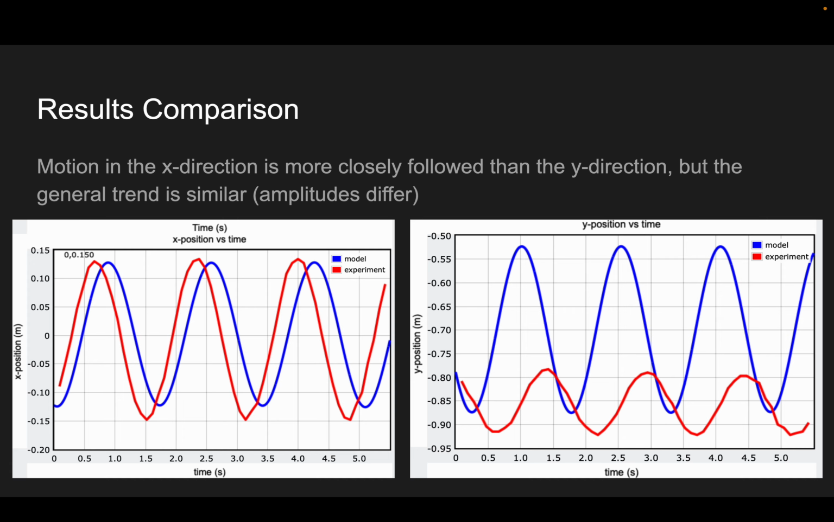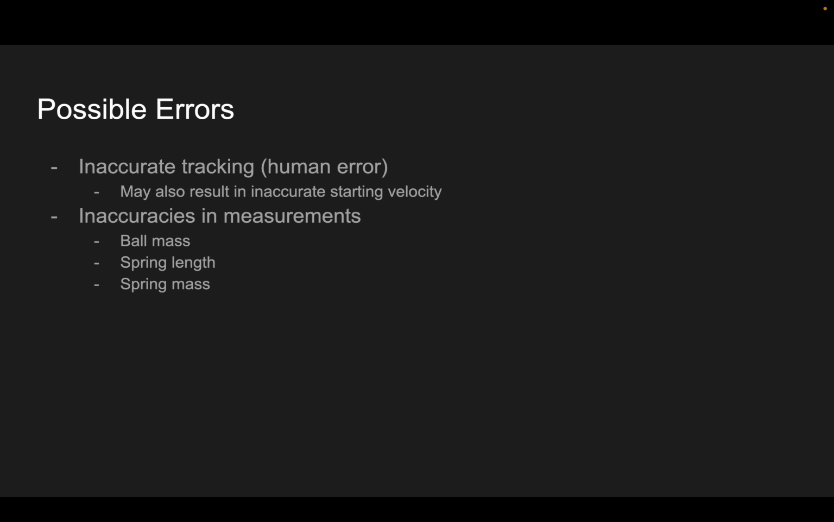In the y direction, the amplitude for the experimental data is smaller than the amplitude for the model data. This may be due to some error in the tracker, or maybe the constant values, maybe k should be less stiff. Maybe the velocity was not in the negative direction enough, and that's where I get to here. Maybe this is inaccurate tracking, which results in inaccurate starting velocity. Maybe there are inaccuracies in those initial measurements.